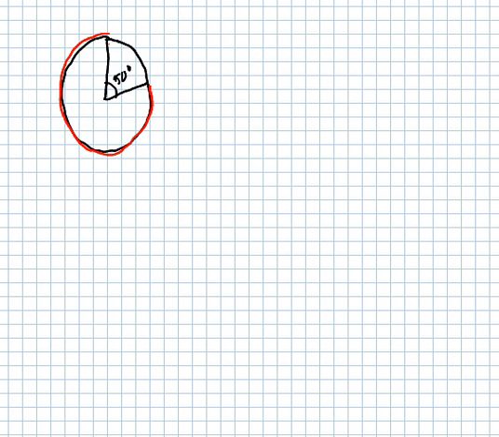Major means more than 50%. So then this, I'll do this one in green here for you. This is the minor arc in here, the circumference of that small green section. The major arc is the red section. That's what we're going to do. And we're just going to figure out, first of all, the circumference of the whole thing, given that the radius is 10.